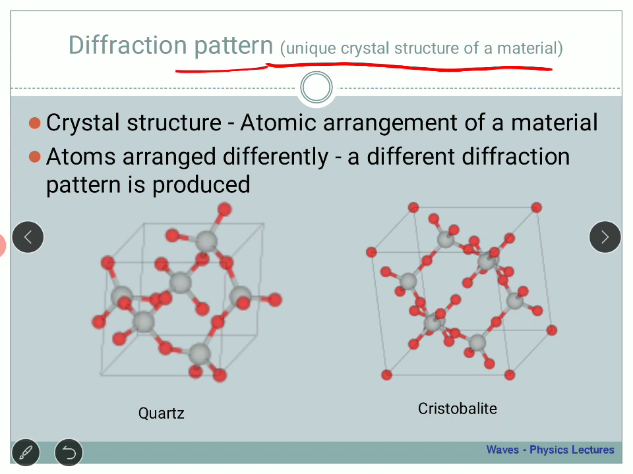As I told you, if the structure is different, the diffraction pattern is going to be different, just as in the case of quartz and cristobalite. So what happens here is the atomic arrangement of the material. I'm not going to go into the detail of how the atoms are arranged, but I'm just giving a small view. This is basically a unit cell, and you have the quartz here.